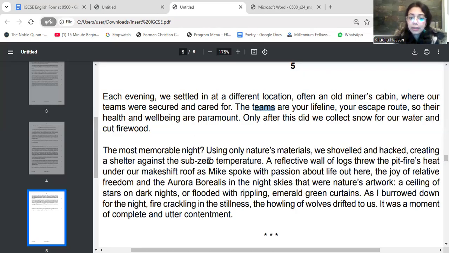The most memorable night, using only nature's materials, we shoveled and hacked, creating a shelter against the sub-zero temperature. A reflective wall of logs threw the pit fire's heat under our makeshift roof.